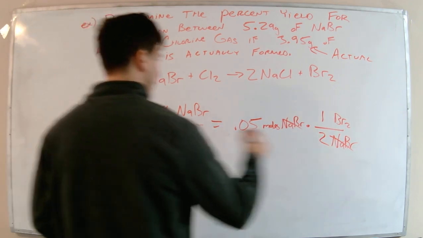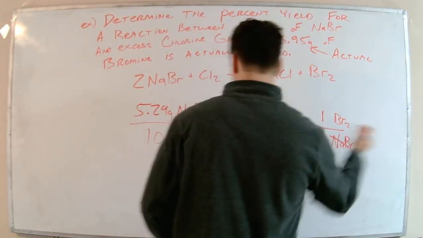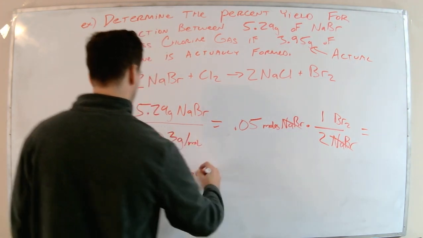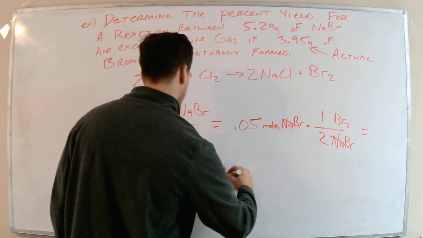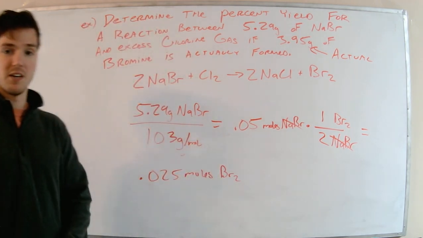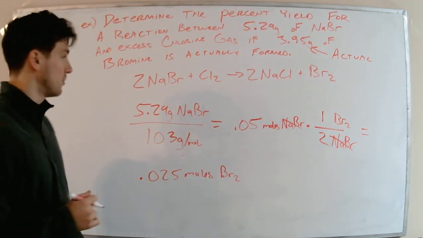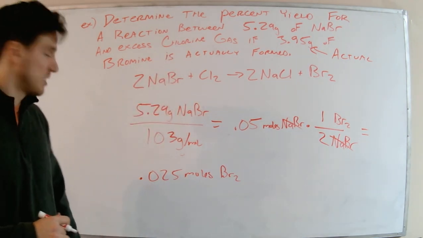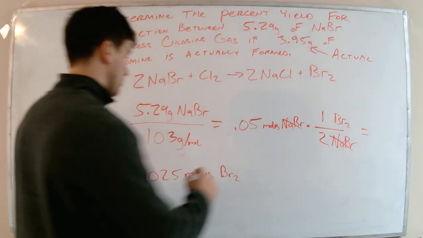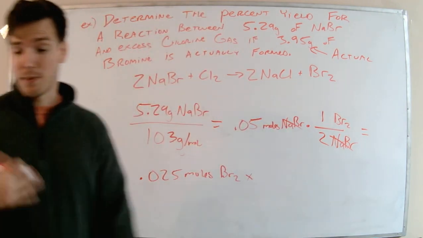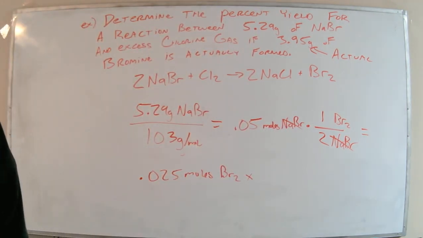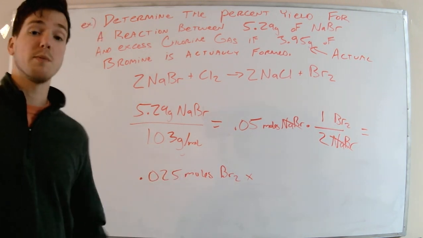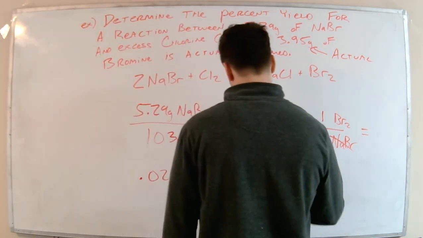And now I have 0.025 moles, no longer of NaBr, but of bromine, or Br2, that diatomic molecule. And again, they gave us our actual in grams, so we better get our theoretical in grams as well, which bromine by itself, just Br, is 79.9 or 80. But we got 2 of them now, so it's going to be 160 for a molar mass.